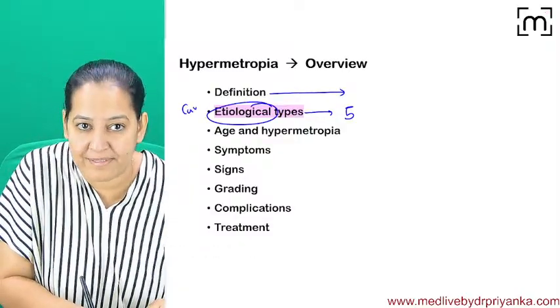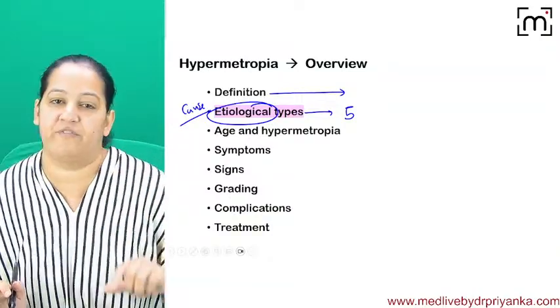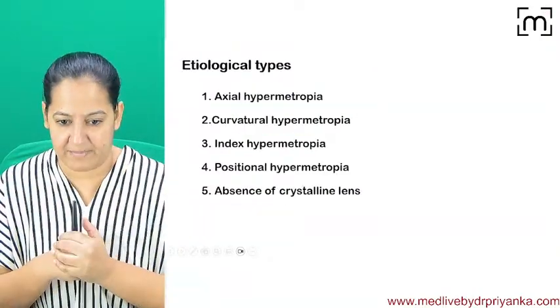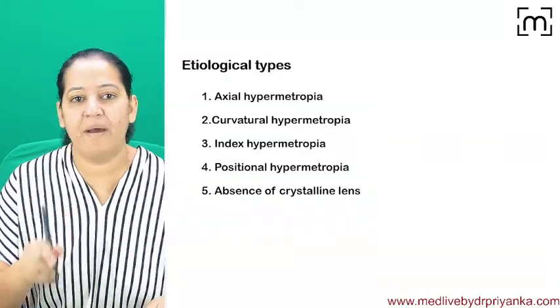You know, etiology means cause. I taught you pathology, no? Etiology means causes. Based on the 5 causes, there are 5 types of hypermetropia. One by one we will see. You don't have to learn their names even. It's clearly understood from their cause. One by one we will take.